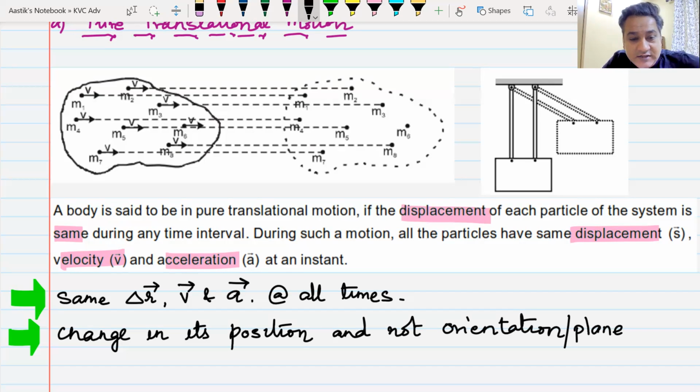Do we understand this, or has this gone above our heads? We understood that, sir. That type of motion is known as pure translation. A point mass. You understand the meaning of point mass?